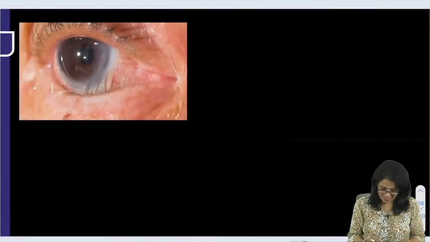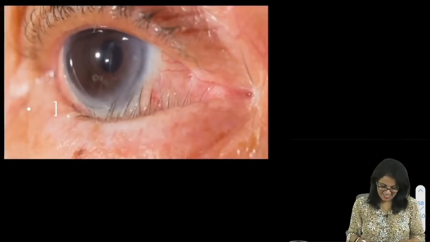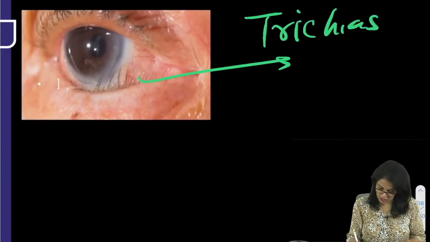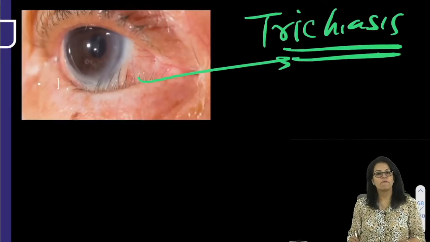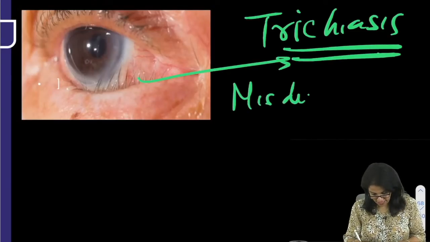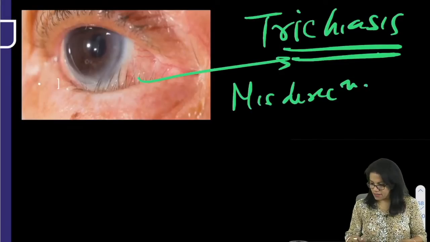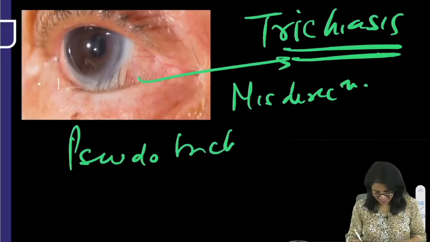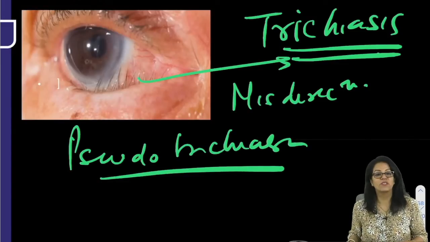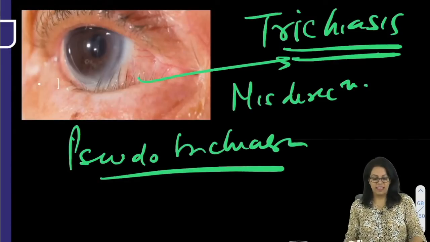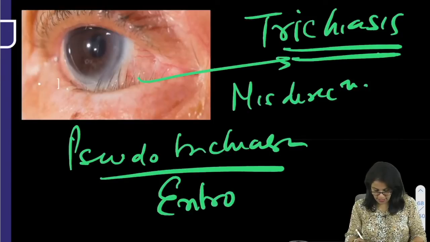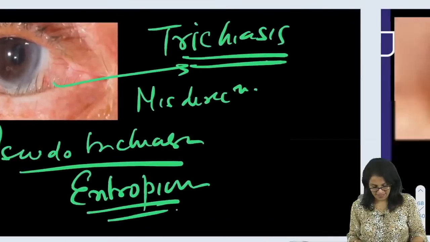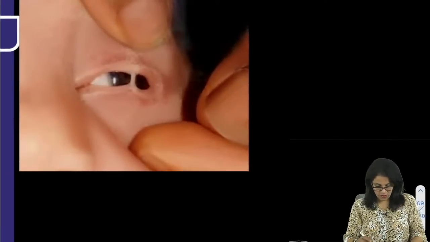We come to this one. What are you now looking at? This is trichiasis. What is trichiasis? Misdirection of eyelashes. And what is pseudotrichiasis? What do we call it? Tell me. When it is due to entropion, inward turning of the lid margin, then it is called pseudotrichiasis. Okay, this was your exam question.